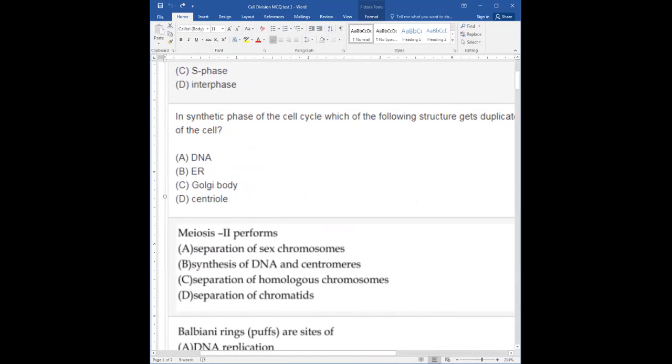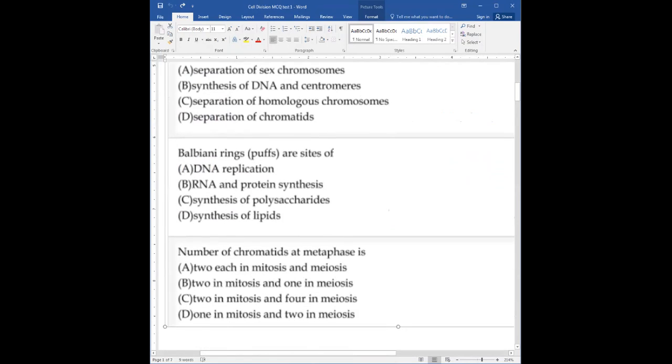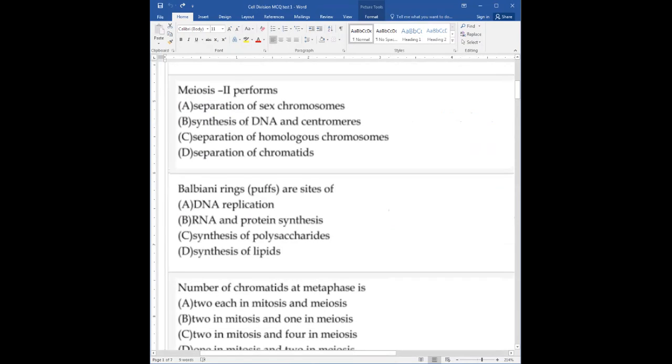It is DNA. Okay, guys, meiosis 2 performs. Yes, what do you think? Repeat question. It is separation of chromatids. Yes, very nice.